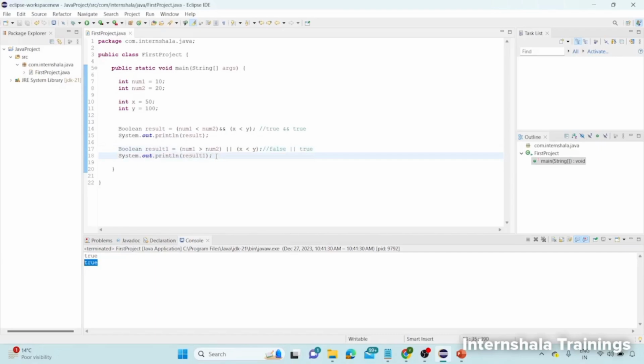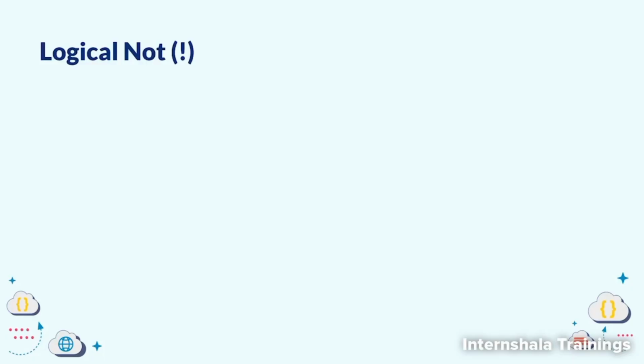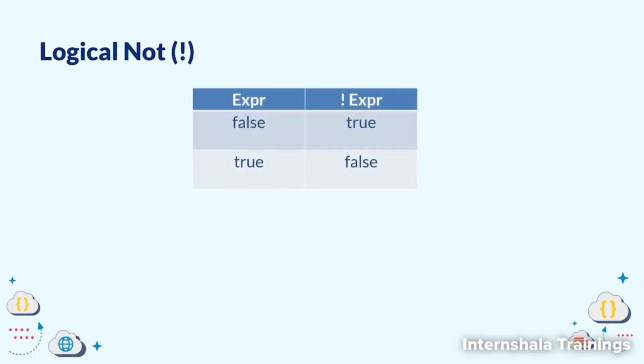Let us now move to the third logical operator. The third logical operator is logical NOT, which is denoted by the exclamation sign. So this operator takes only one expression and it returns the negation of the expression. So if the expression is false, it will return the result as true. If the expression is true, it will return the result as false. Again, let's check with an example.